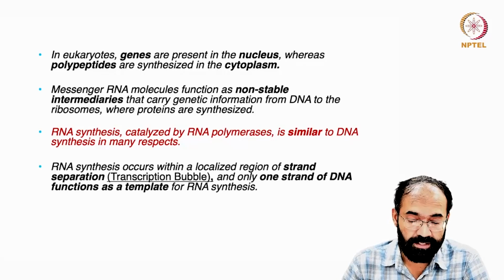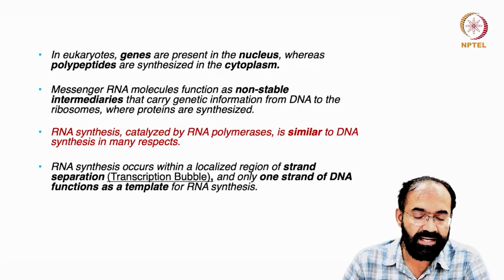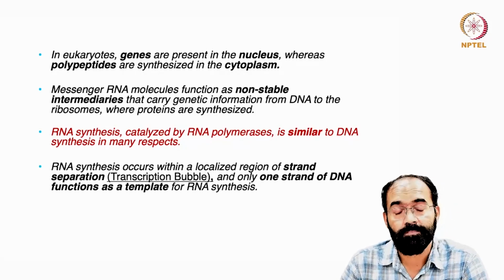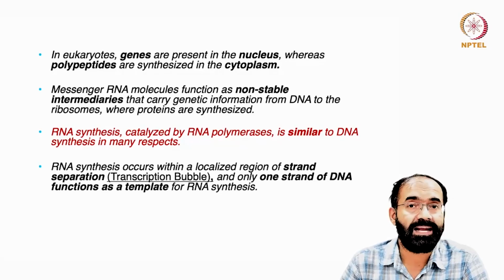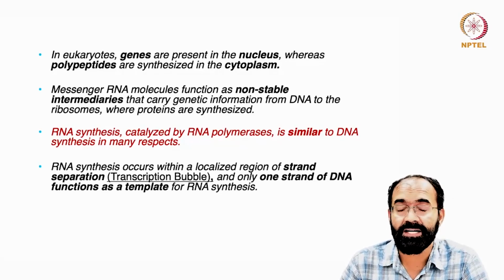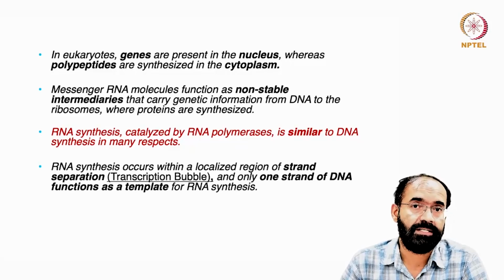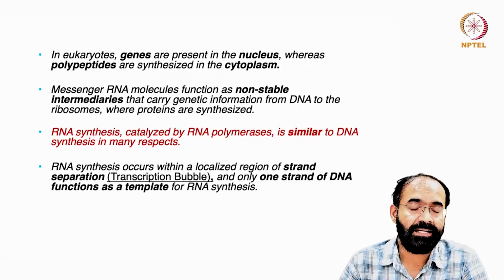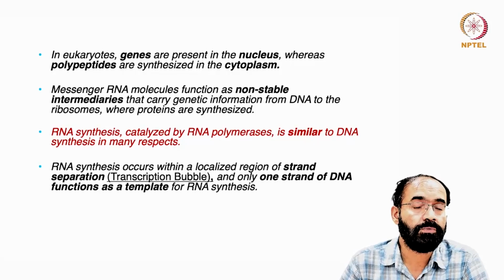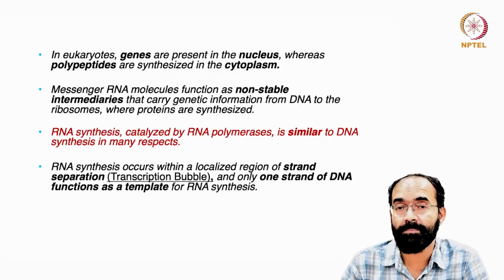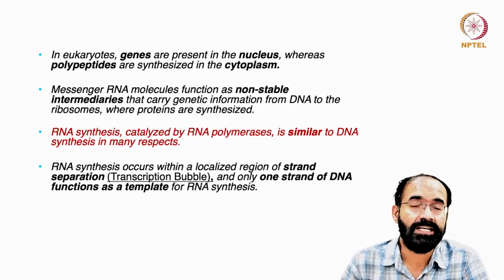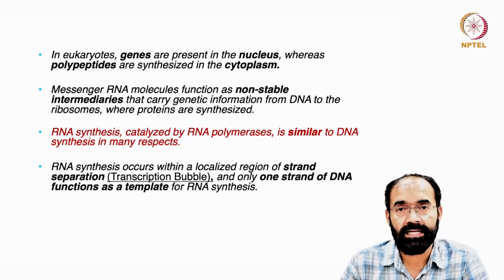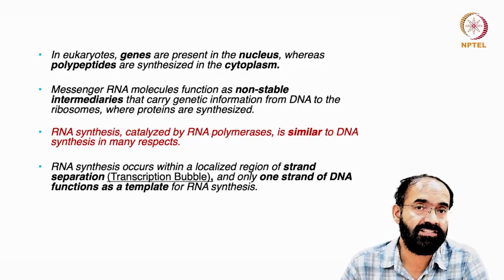It looks like a bubble when you have the RNA polymerase coming into the picture, and only one strand of the DNA functions as a template for the RNA synthesis. Both strands can participate but not in the same region. Say in the region from base 1 to 1000, maybe the top strand is participating, but from 2000 to 5000 the bottom strand may participate as it's a different gene. So don't think that in a DNA only one strand contains the gene.